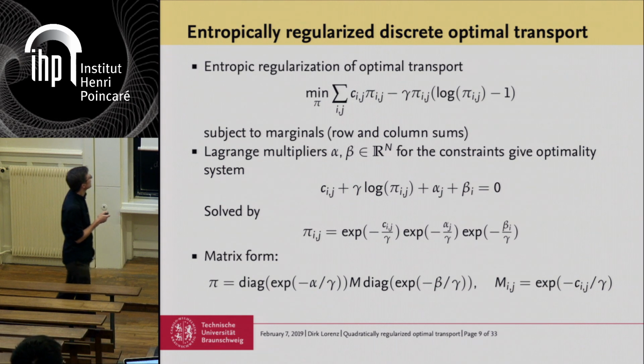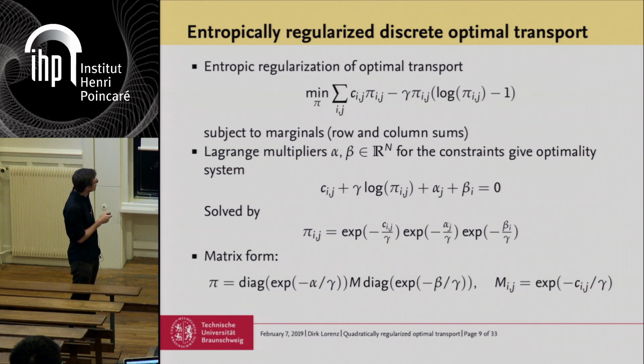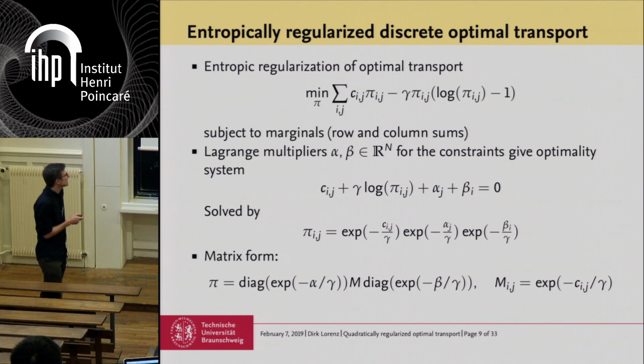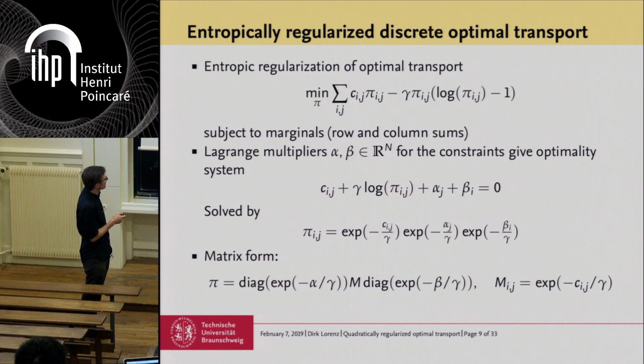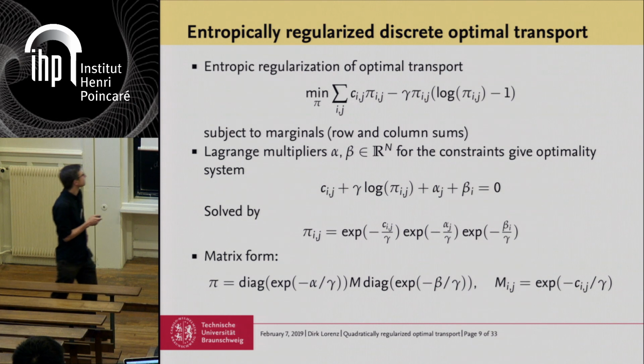If you write this down in matrix form, you see that this pi is a matrix obtained from some matrix M, which is just e to the minus c over gamma. You multiply from the right and from the left by two diagonal matrices: from the right by the diagonal matrix with e to the minus beta over gamma, and from the left by the matrix with e to the minus alpha over gamma.